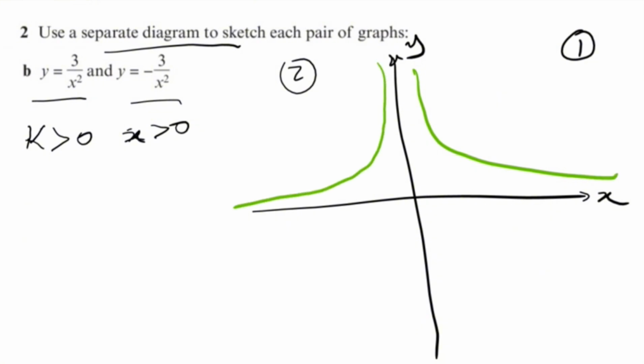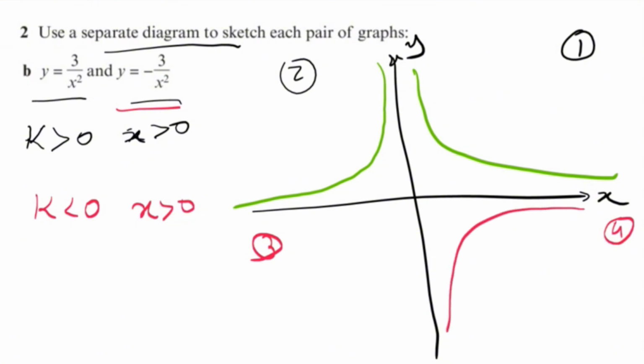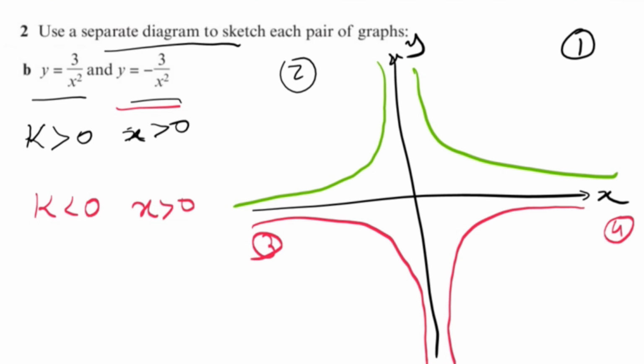Right? And for this graph, y is equal to minus 3 over x squared. So I can see my k is less than 0. My x squared is greater than 0 because it is squared, but my k is less than 0. So that will give you a negative value. It should be in the fourth and third quadrants. So it looks like this. So this is the graph for y is equal to minus 3 over x squared, and this is the graph for y is equal to 3 over x squared. So this is the square reciprocal graph.